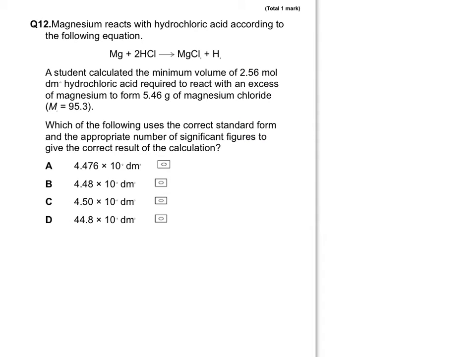Magnesium reacts with hydrochloric acid according to the following equation. A student calculated the minimum volume of 2.56 mole per decimetre cubed hydrochloric acid required to react with an excess of magnesium to form 5.46 grams of magnesium chloride. Which of the following uses the correct standard form and gives the appropriate number of significant figures to give the correct result of the calculation? So let's work out the calculation to start with. We're going to start by working out the moles of magnesium chloride, which is going to be mass over MR.